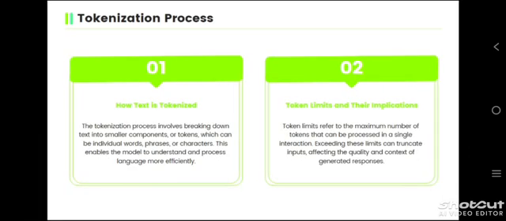And number two, we are going to know about the token limits and their implications. Token limits refer to the maximum number of tokens that can be processed in a single interaction. Exceeding these limits can truncate inputs, affecting the quality and the context of generated responses.